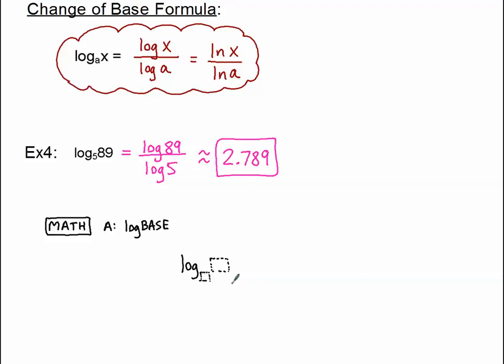So that's very convenient, and you don't really even need the change of base formula if you have this on your calculator. So you can practice that. And why don't you do the log base 5 of 89 and make sure that it says 2.789. So that's the change of base formula. And again, I'll prove that to you a little bit later.